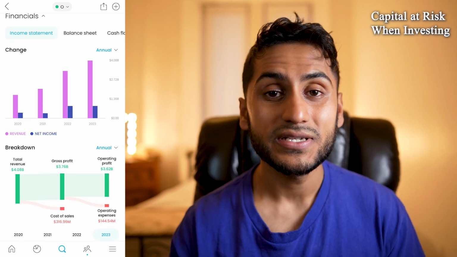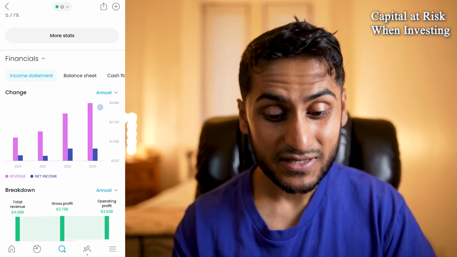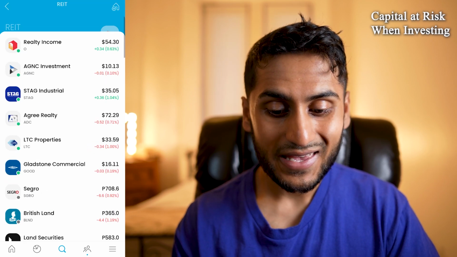I always encourage independent research, and I will actually never tell anyone what to invest into. I can only just show you the details. But anyway, as you can see, Realty Income is an option.